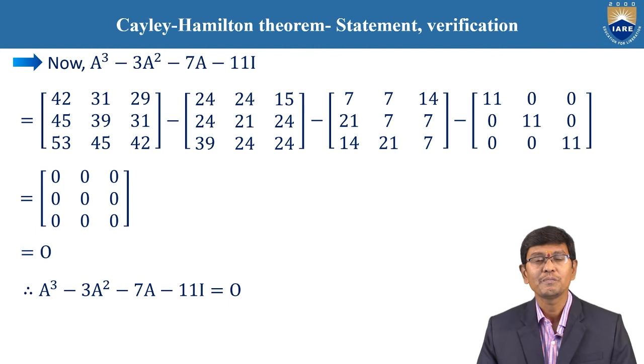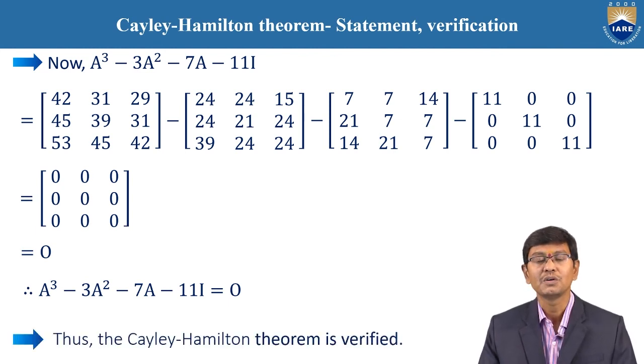Therefore, A cube minus 3A square minus 7A minus 11 into I is equal to 0. Thus, the Cayley Hamilton theorem is verified. This means every square matrix satisfies its own characteristic equation. That is, the Cayley Hamilton theorem is nothing but the statement that the square matrix satisfies the characteristic equation.